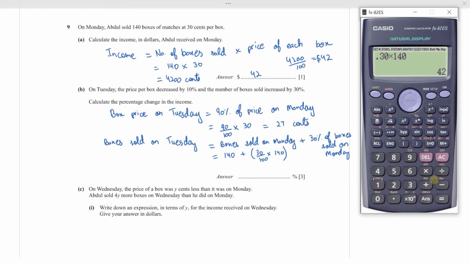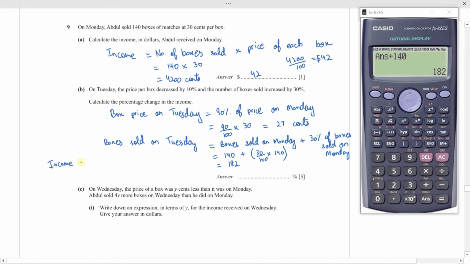This will be 42 plus 140, so this is 182. So these are the number of boxes sold on Tuesday. Now the income on Tuesday.